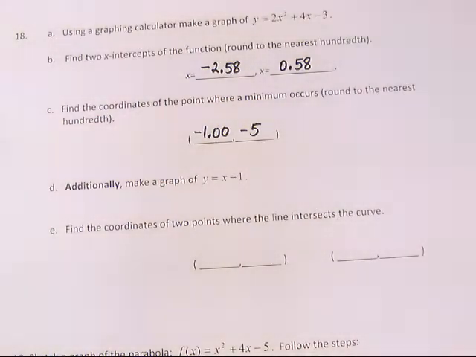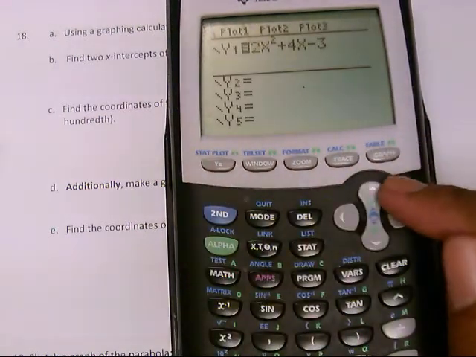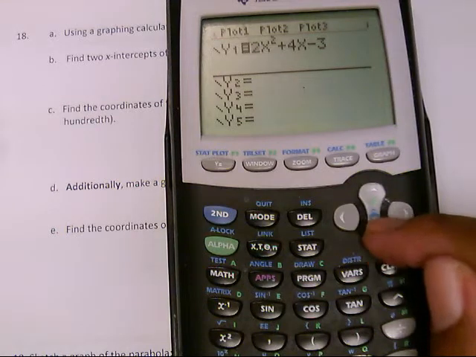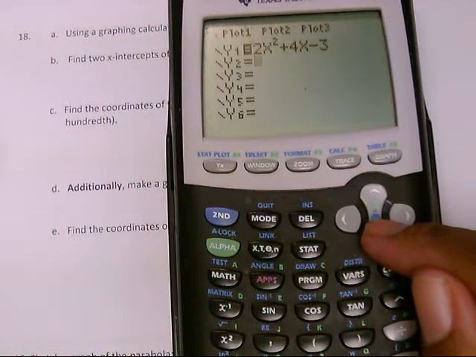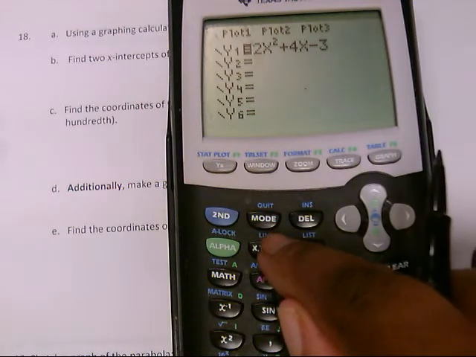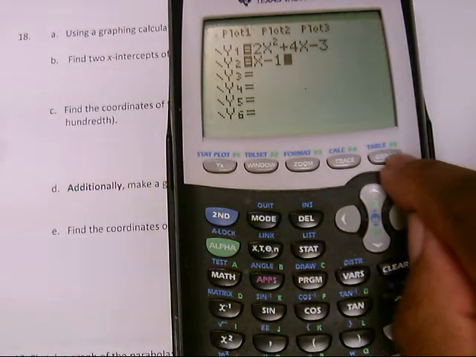Okay. Now part D is additionally make a graph of y equals x minus 1. Okay, so here we go to y equals. Now we're going to keep the equation in y1, but we're going to use our down arrow key to go to y2, and type in x minus 1. Here's your X,T,theta,n button for your x minus 1. And then we're going to press the graph key.